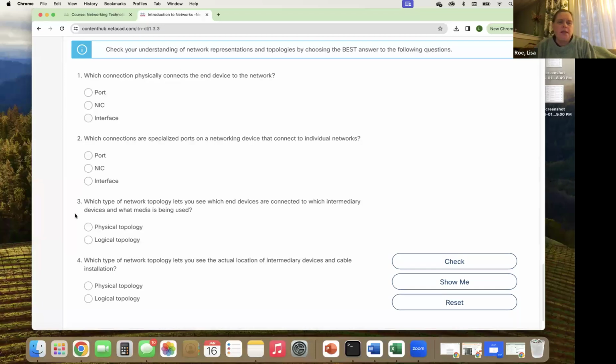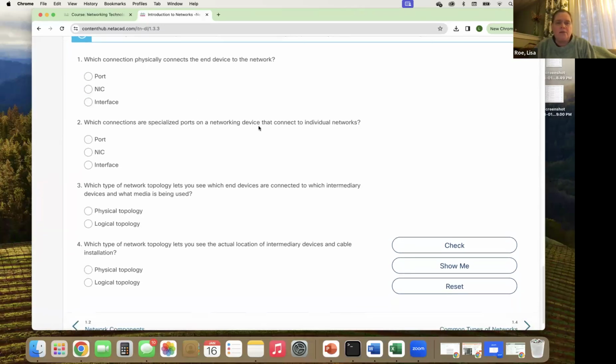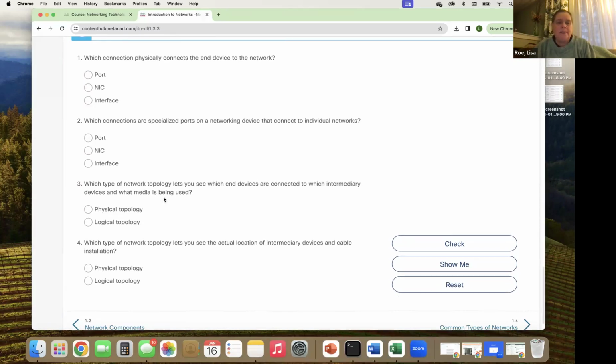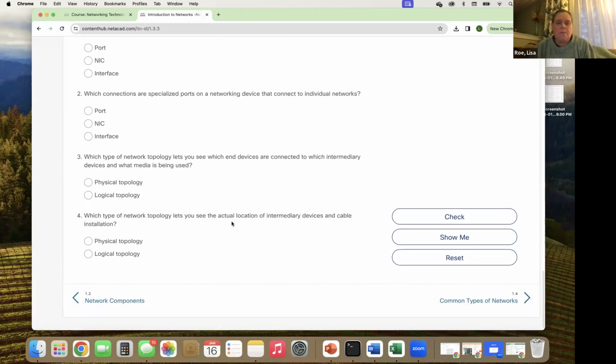So here you can answer 4 questions. Which connection physically connects a device to a network? What connections are specialized ports? What type of topologies let you see which end devices are connected to which intermediary devices and the media? And which type of topology shows the actual location and the type of cable that they're using? So you can do that on your own.